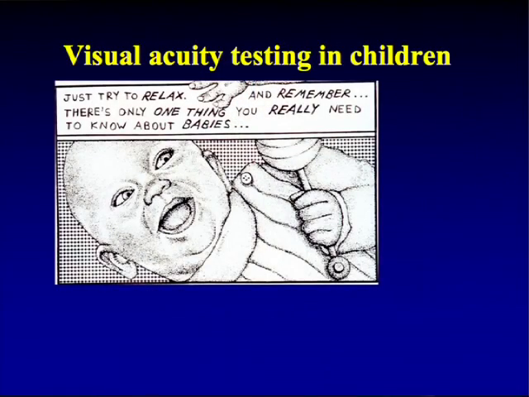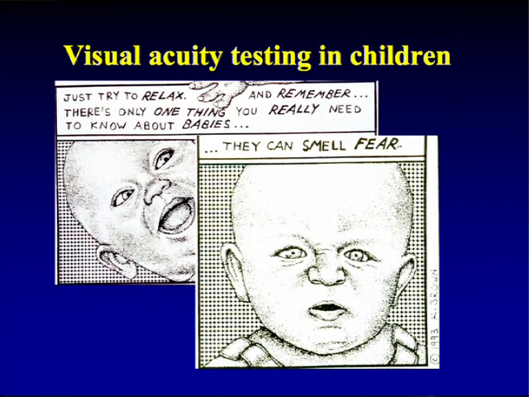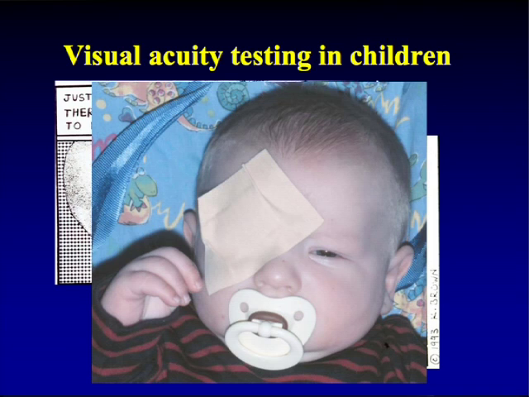So that's visual acuity in adults. And then in children, I wanted to at least mention testing visual acuity in kids. And just remember, there's only one thing you really need to know about babies. They can smell fear. So when working on testing visual acuity in kids, the first thing to think about is not to let the child know that you're scared. That you need to somehow get information out of this creature, this alien space creature, and find out whether or not he can see.